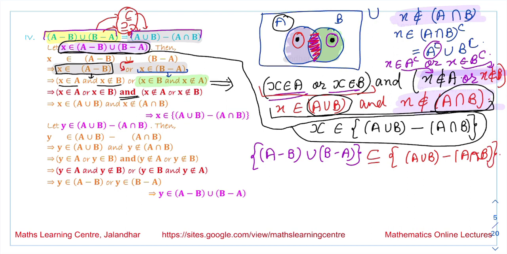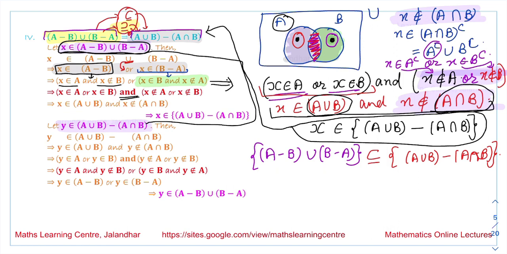So we have proved the first part over here. For the second part, we have assumed that there is some Y which belongs to this right hand side over here.